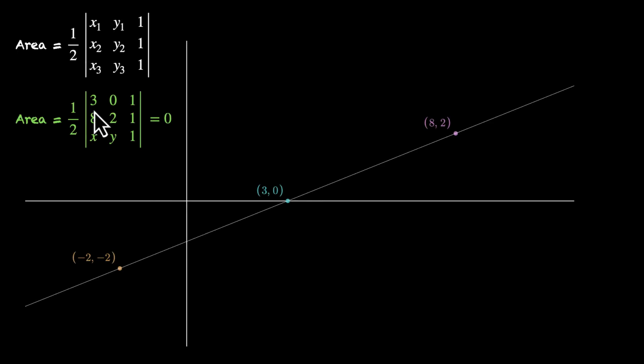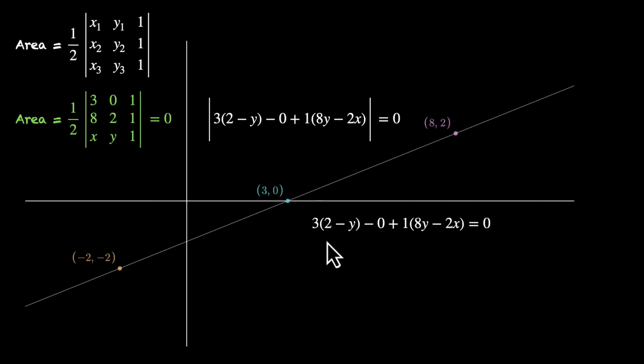So solving this determinant will give us a relationship between x and y, which is going to be the equation of the line. So let's solve this determinant. We have 3 times 2 minus y minus 0 plus 1 times 8y minus 2x. The mod of this equals 0. So if the mod of this is 0, this means this thing is 0. So this is 3 times 2 minus y minus 0 plus 1 times 8y minus 2x, that's 0.